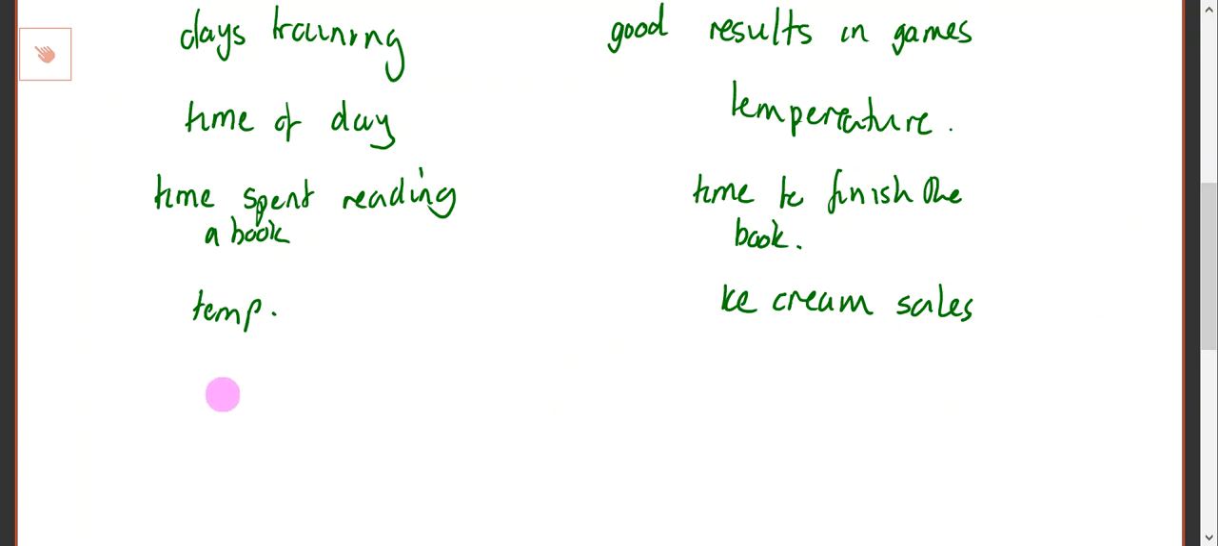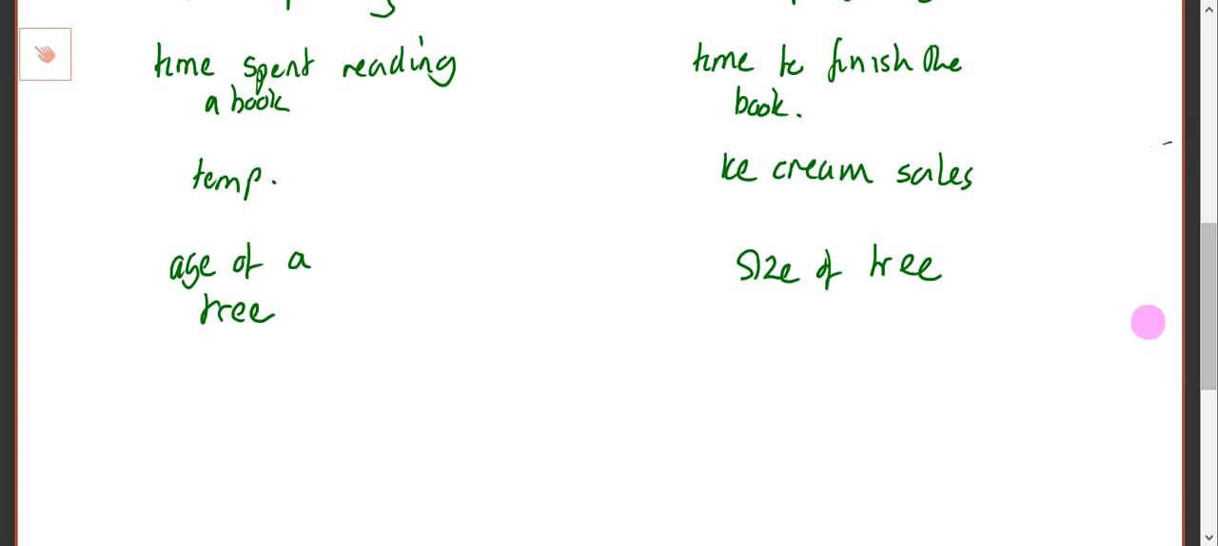If I said age of a tree is my independent, what could we go with as a dependent variable on that? Anything you like. Size? Okay. She won't share it when we were just talking.